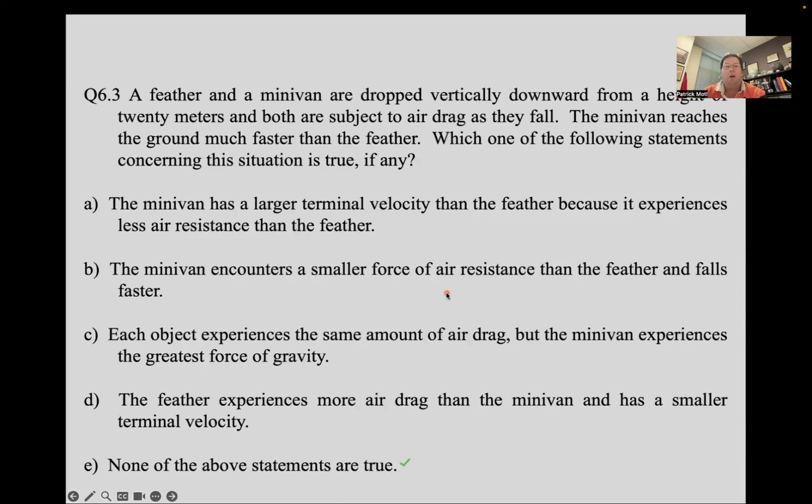The minivan encounters a smaller force of air resistance than the feather and falls faster. No. Again, the force of air resistance as measured in newtons on the minivan is going to be huge. Each object experiences the same amount of air drag. No. But the minivan experiences the greater force of gravity. Well, that's true, but the first part of that sentence is incorrect. D, the feather experiences more air drag than the minivan and has a smaller terminal speed. Again, not true. The feather does not experience more air drag. The force of air drag is bigger on the minivan.